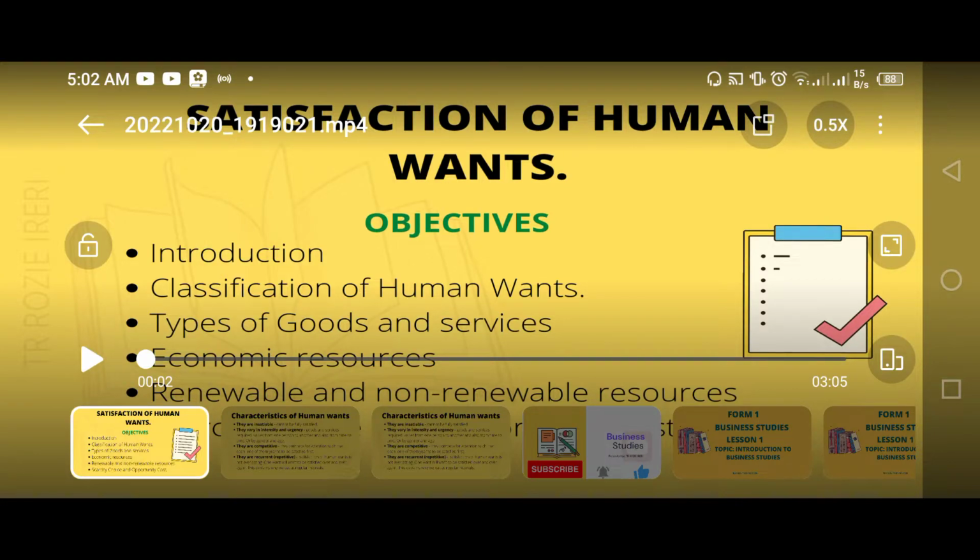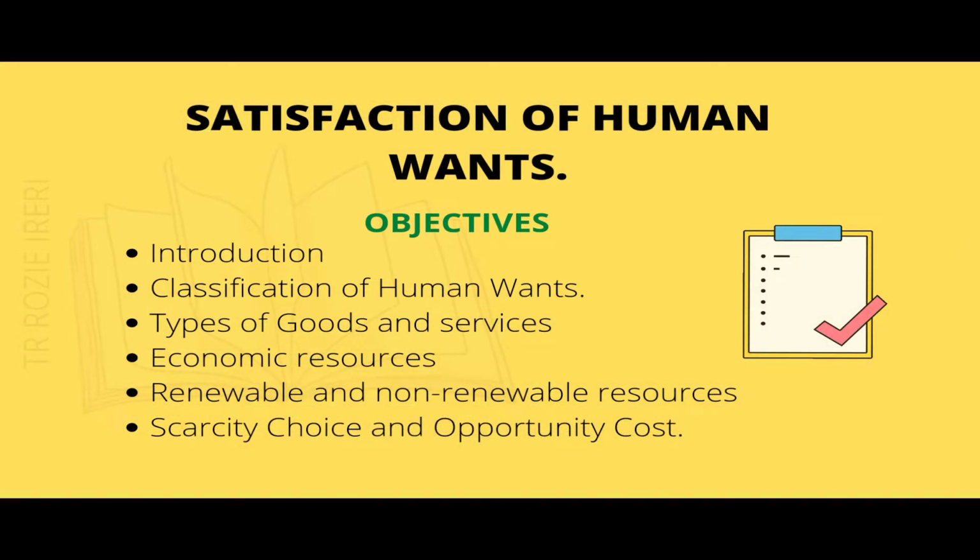We talk about satisfaction of human wants as a new topic. By the end of this lesson, learners will be required to define human wants, give various types of goods and services required to satisfy human wants, be able to define economic resources and their characteristics, be able to define renewable and non-renewable resources, and also be able to differentiate between scarcity, choice, and opportunity cost.